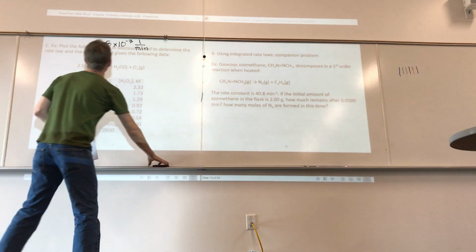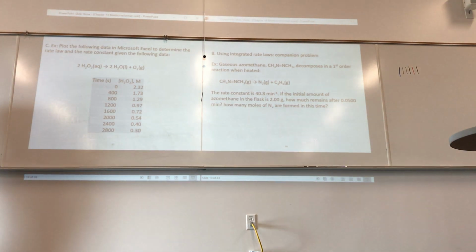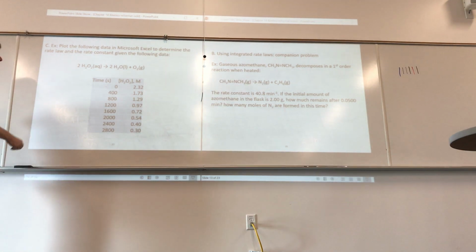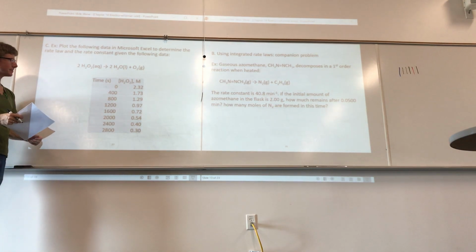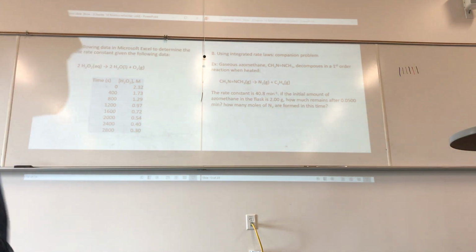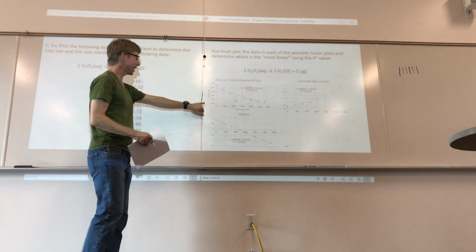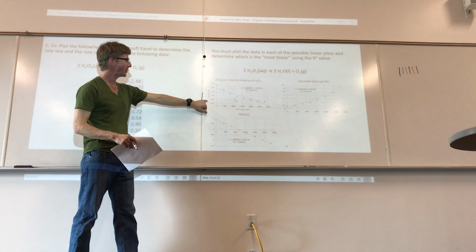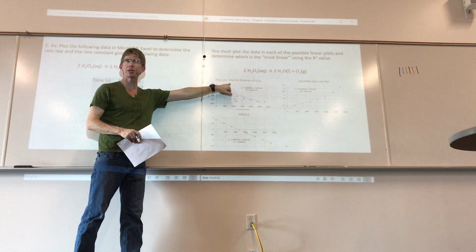Here's a lovely data set for a reaction. It says plot the following data in Microsoft Excel to determine the rate law and the rate constant given the following data. This data is for this reaction. We have time versus concentration. And this is what I mean by you have to plot it. You have to plot it 3 different ways. Here we have, and I apologize if this is a little small, this is concentration versus time. This is what's called the 0th order plot.